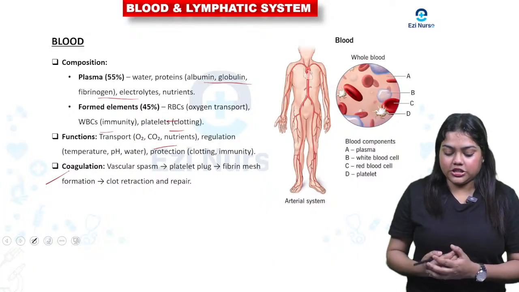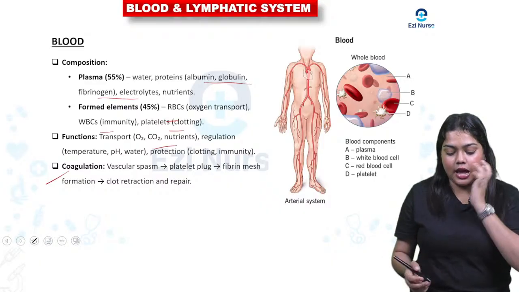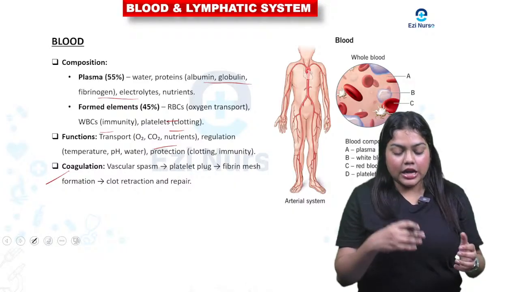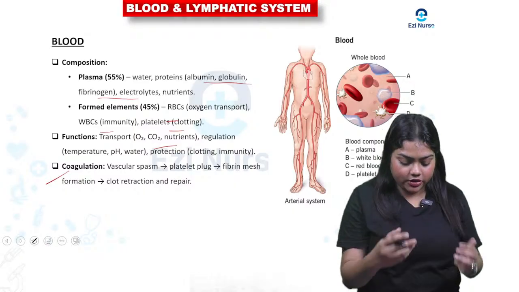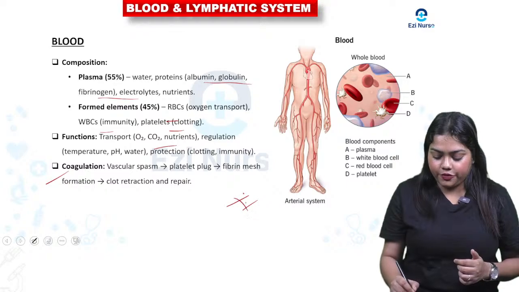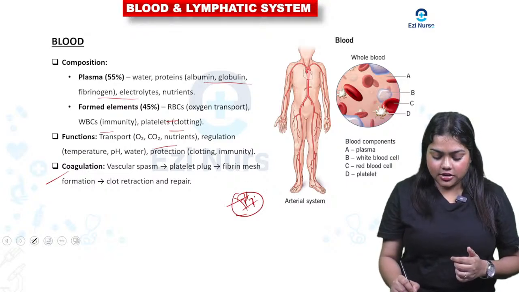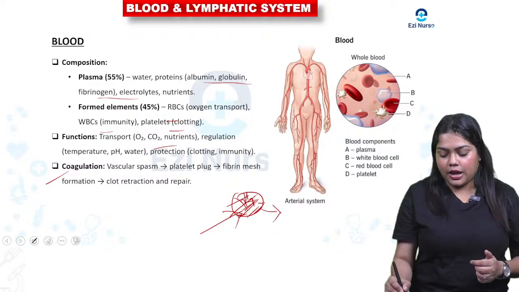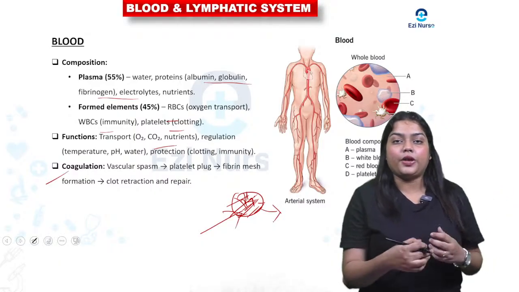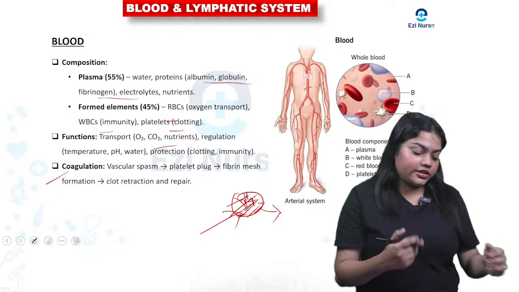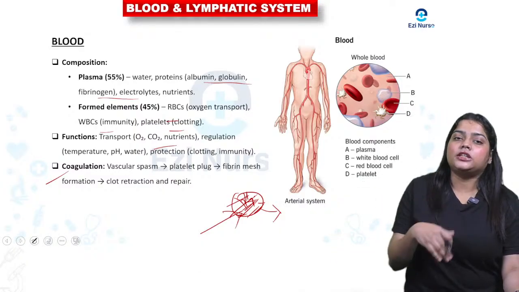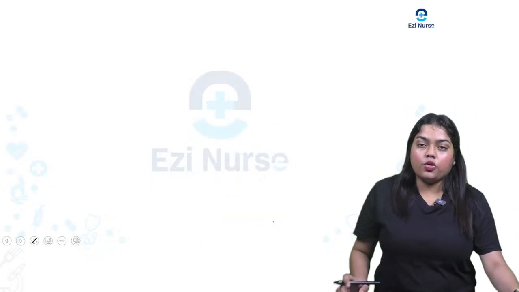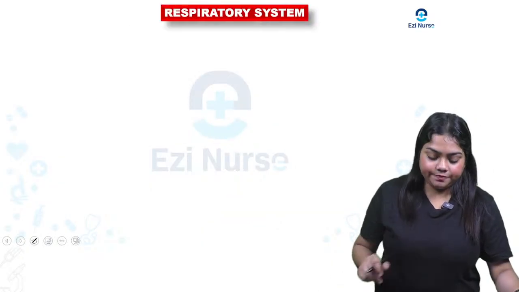Then come to coagulation. How does coagulation actually happen? First, vascular spasm happens. Due to that, platelets will plug that particular area. A fibrin mesh will start forming, and the clot retraction will happen. After the clot, they will start repairing the cells and they will regenerate the cells, or replace the cells with fibrous tissue. So this is the process of coagulation and repair.